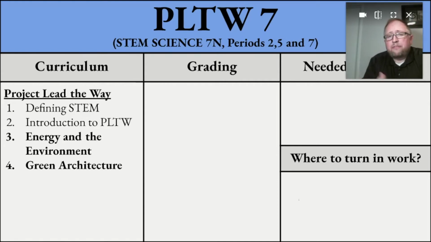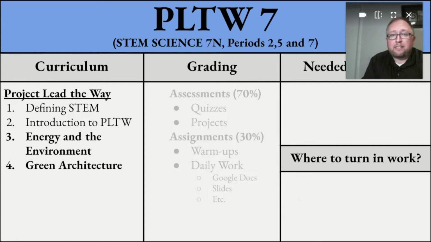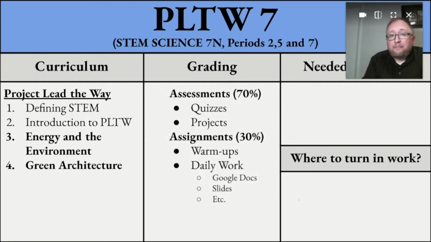In this class, we're going to focus on two main Project Lead the Way units, energy and the environment and green architecture. I'll go over those details soon. Grading for this class is really similar to our grading in our science class. Assessments are 70% of the grade, assignments 30% of the grade. Assessments will be things like quizzes and projects, and we will do a lot of projects in this class. Assignments will be things like warm-ups, some daily work, Google Docs, slides, things like that.